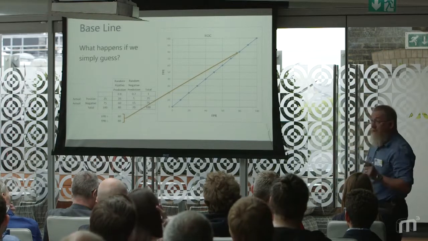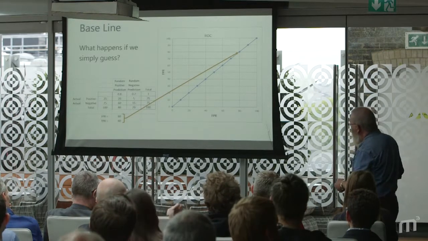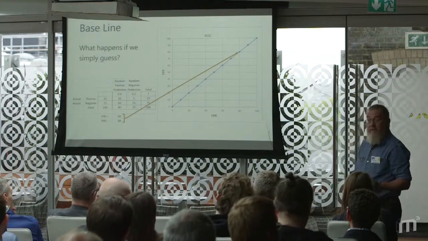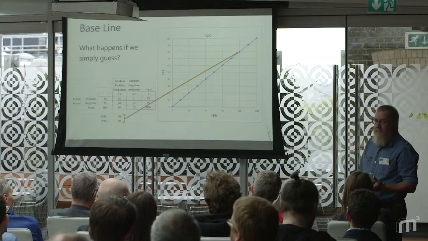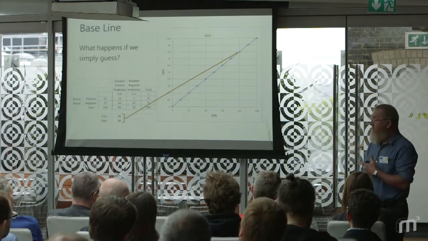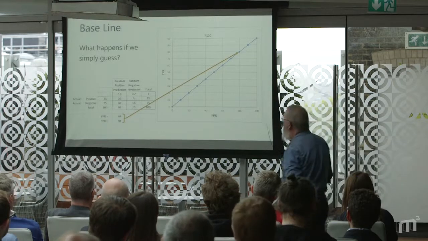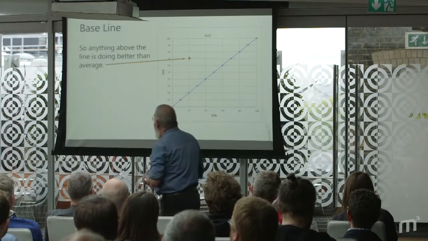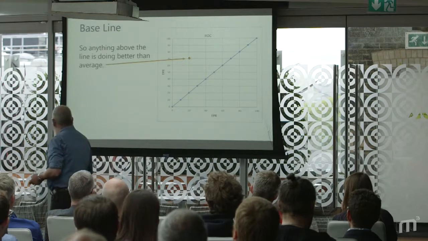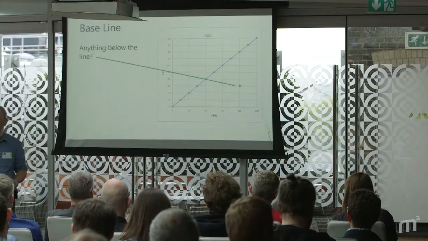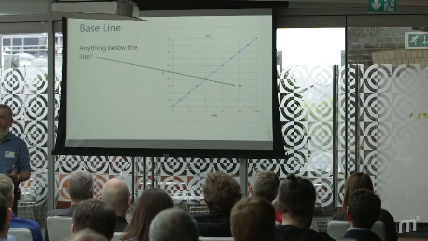So one of the nice things about ROC curves is anything that isn't on that line, anything that deviates from that line is interesting. Anything that's on that line is behaving so badly we are completely not interested in it. We have no interest in it whatsoever. So anything above the line is doing better than average. What happens if you do get something below the line? What does that mean?